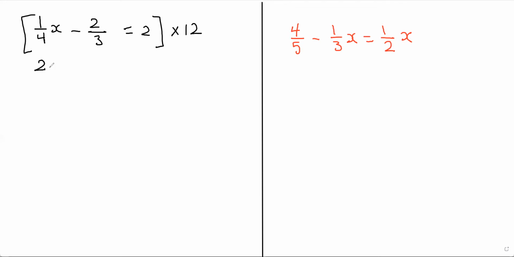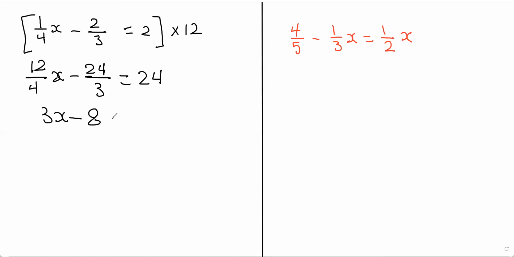Now, that will give you 12 over 4x minus 24 over 3 equals 24. So I multiply it to the other side of the equal sign as well. We're multiplying the 12 into everything that's here. Now, 12 divided by 4, because fractions means dividing. So 12 divided by 4 is 3x minus 24 divided by 3 is 8, equals 24.